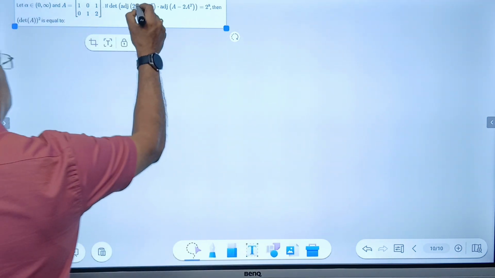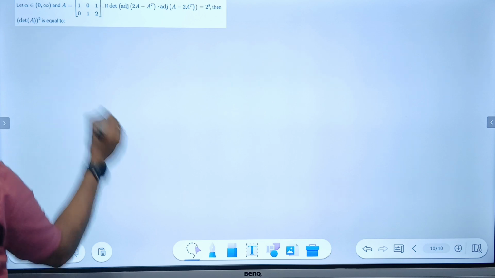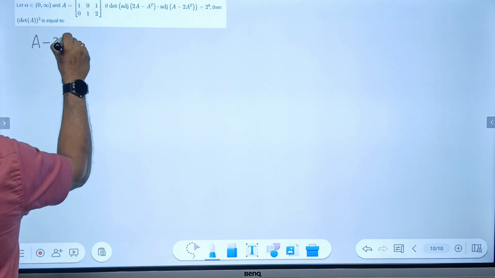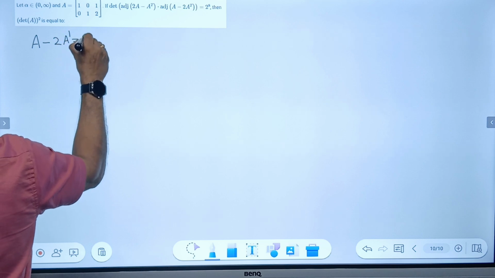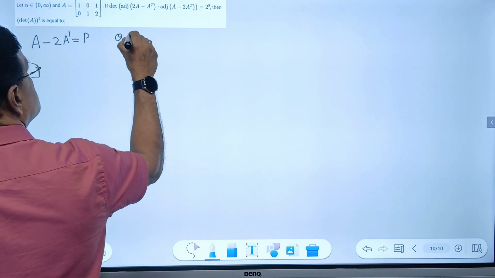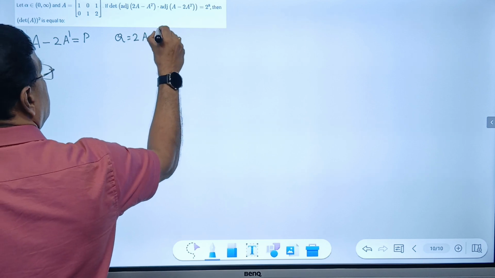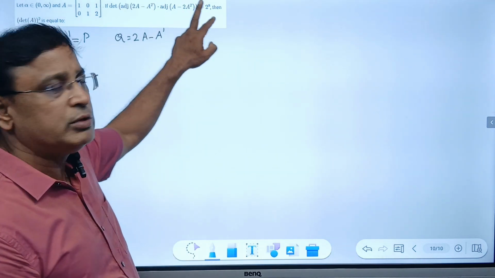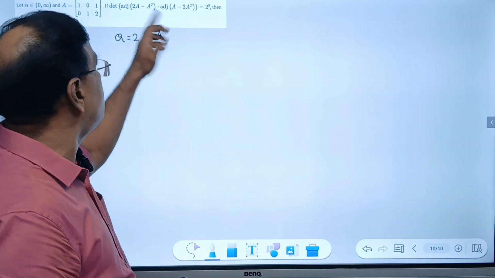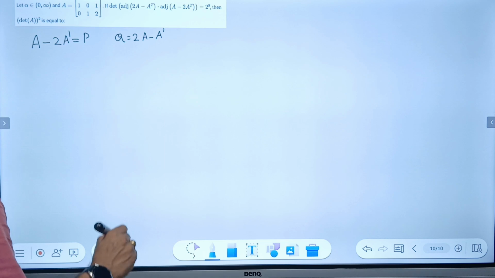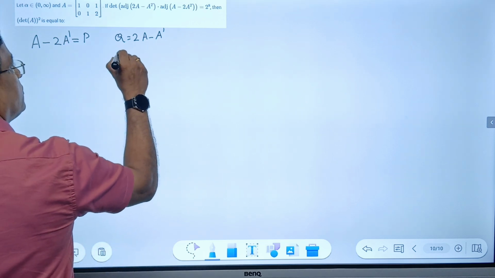Now, in this problem, I will take A minus 2A transpose as P, and I will take my Q as 2A minus A transpose. It doesn't matter which one you take as P and which one you take as Q. I have taken it as P and Q. If you want, you can take this as P and this as Q. There is no hassle. Then I try to find Q transpose.